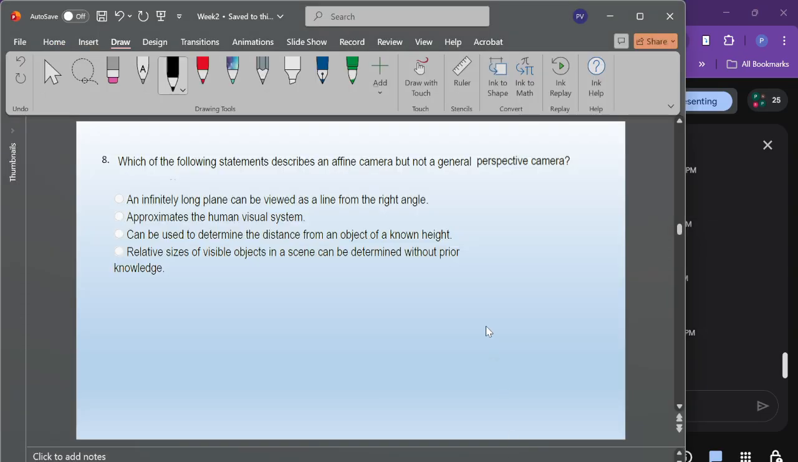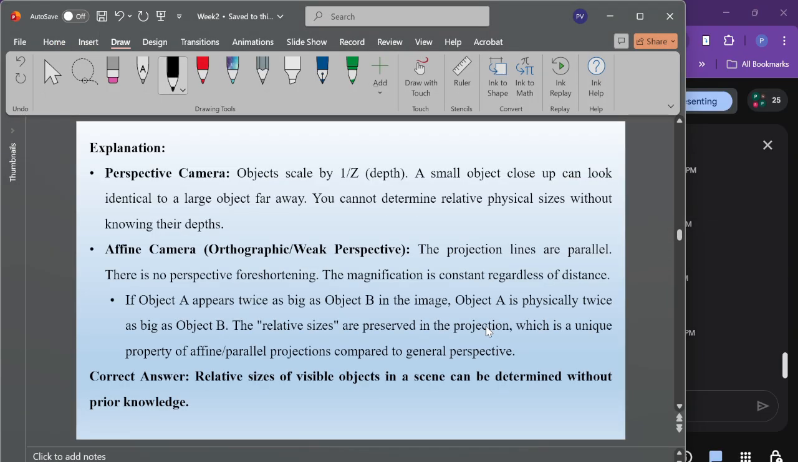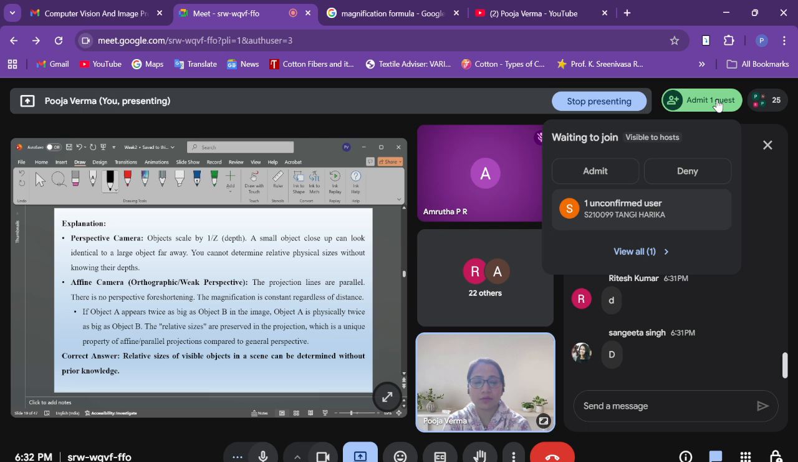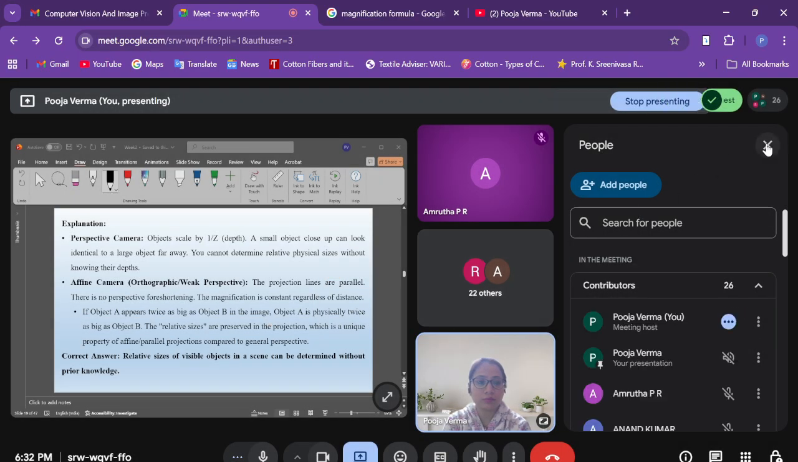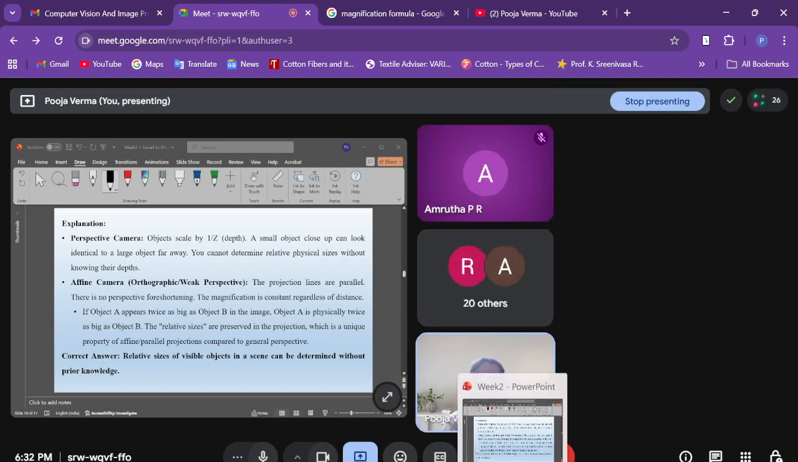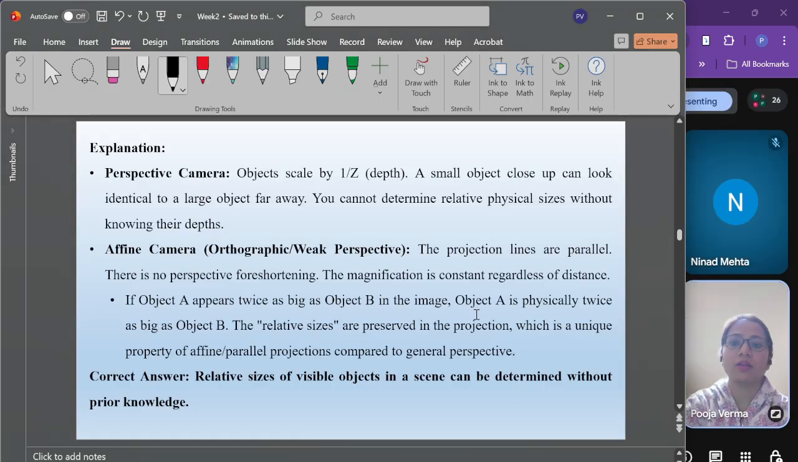Okay, so let's see the solution or explanation for this question. So, perspective camera: objects are scaled by 1 by z, that is depth. A small object close up can look identical to a large object far away. It cannot determine the relative physical size without knowing their depth.